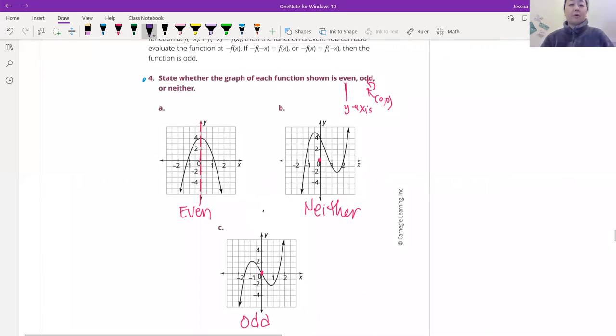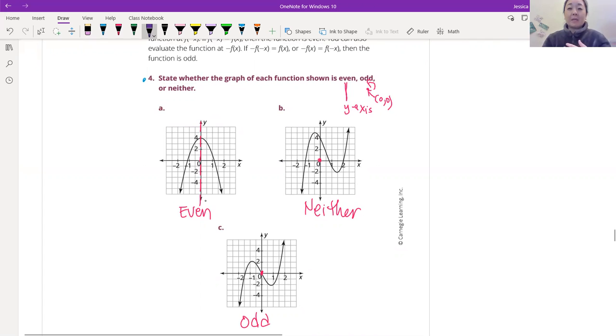State whether this is even or odd. So this is what we said. Note right here, it is reflected across the y-axis, exactly the left as the right, and the right is exactly the same across the y-axis. So therefore, even.